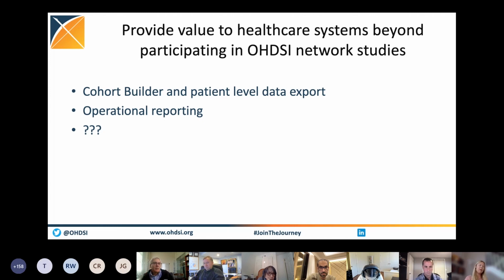And then also OHDSI is not meant for operational reporting. It's observational research. But we think that if we could figure out a way to do operational reporting, and maybe this is something that the FIRE working group is working towards too, that would provide a lot of value to healthcare systems. And then we have a possibly unknown other key result for this objective of ours. So please help us by providing feedback on this.